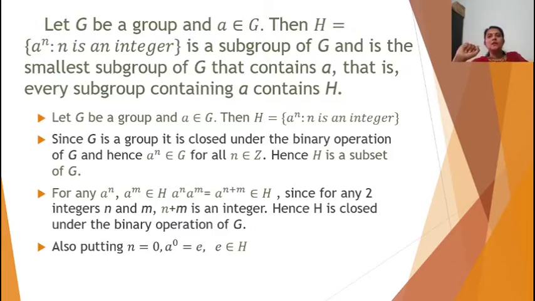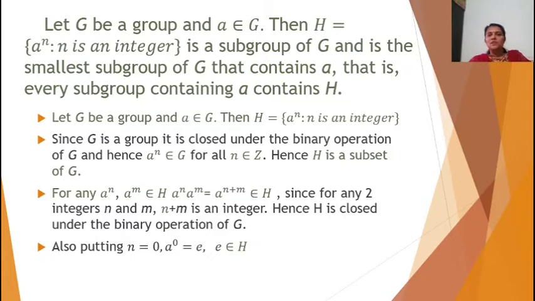Now we have to show that H is closed under the operation. For that, take two elements from H. Let a raised to n and a raised to m be elements of H. Then a raised to n times a raised to m is equal to a raised to n plus m. Here n and m are integers, so n plus m is also an integer. Therefore a raised to n plus m is an element of H, so it is closed under the binary operation.